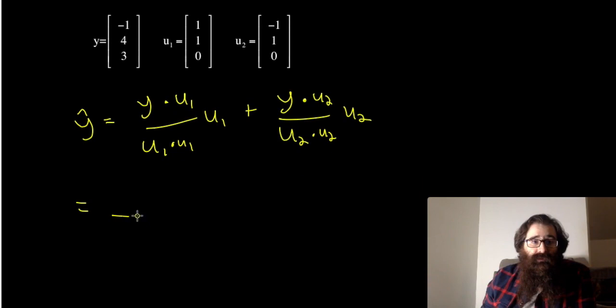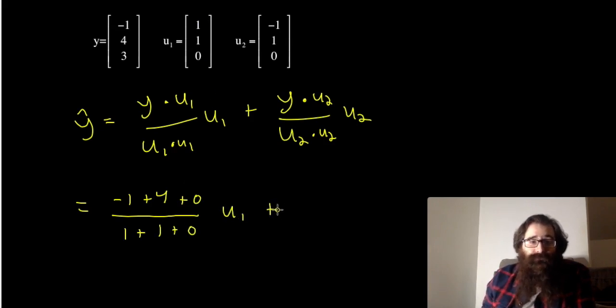So what's y dotted with u sub 1? Well, -1 times 1 gives me -1. 4 times 1 gives me 4. 3 times 0 gives me 0. Divided by u sub 1 dotted with itself, 1 times 1 gives me 1. Plus 1 times 1 gives me 1. Plus 0 times 0 gives me 0, and then times vector u sub 1.